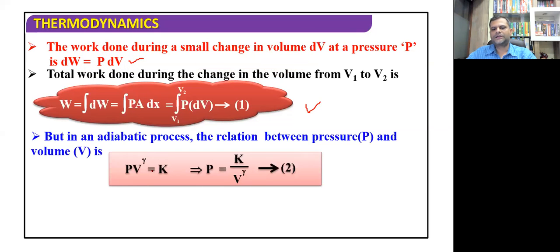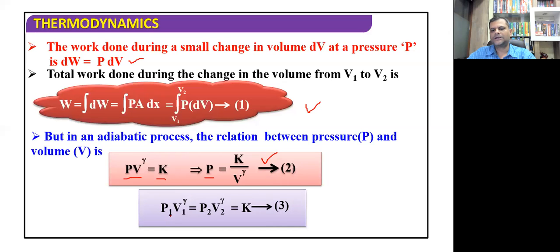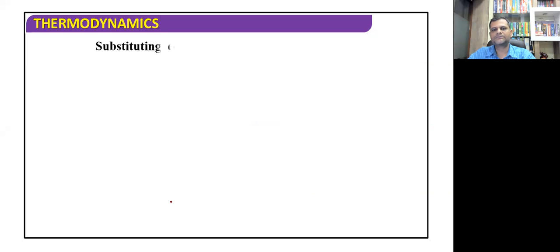But here we know that P into V raised to gamma is always constant. So what can we say? P is going to be K upon V raised to gamma. So we can use this formula twice. First, for the first situation, P1 V1 raised to gamma is equal to constant, and P2 V2 raised to gamma is also going to be constant, K. So we can express this P1 and P2 in terms of V1 and V2 here.